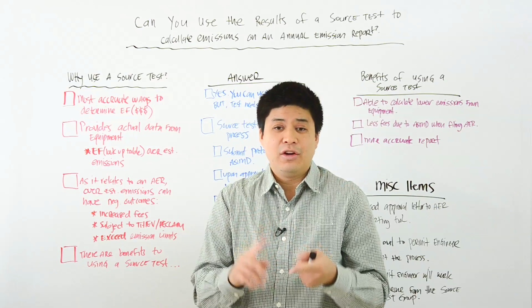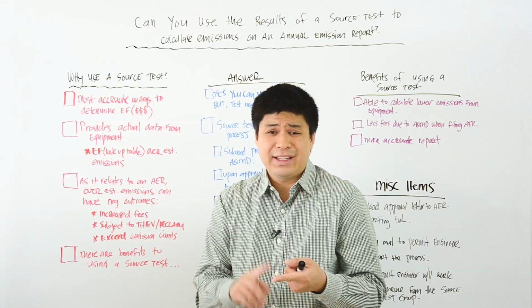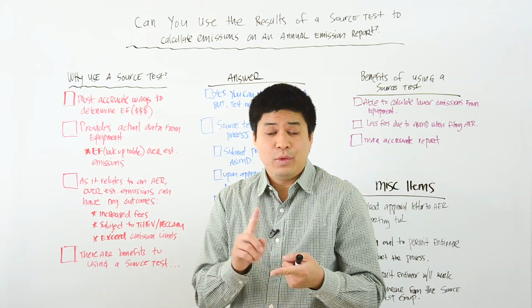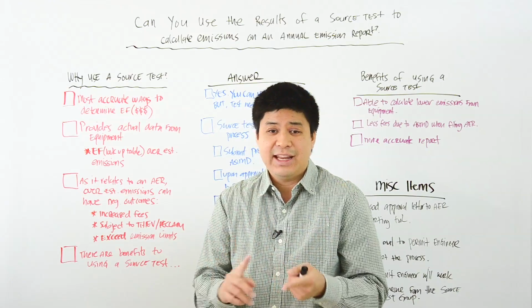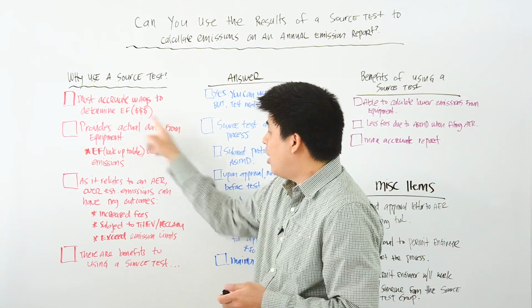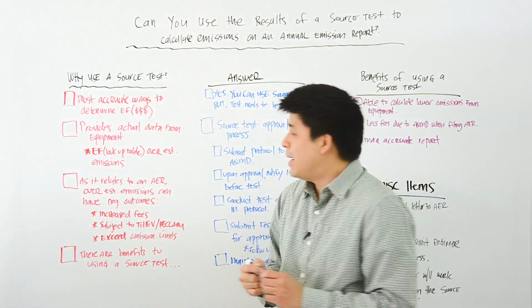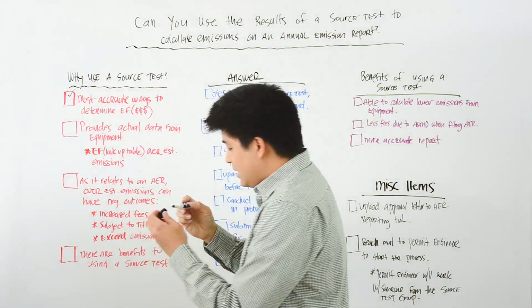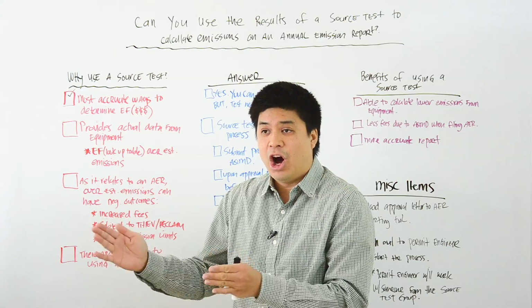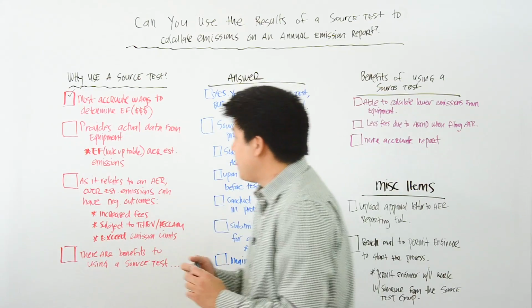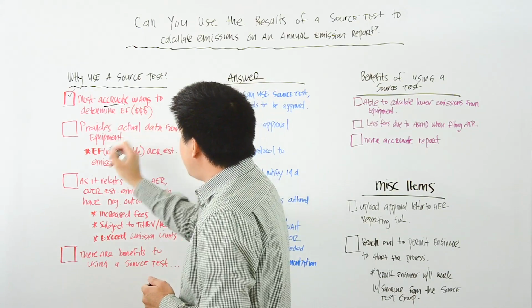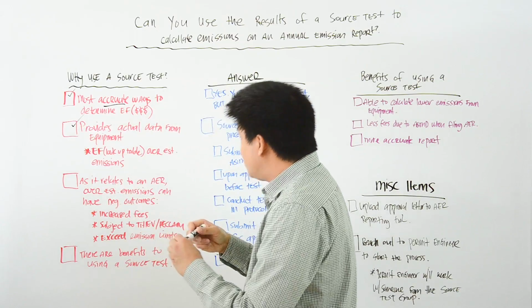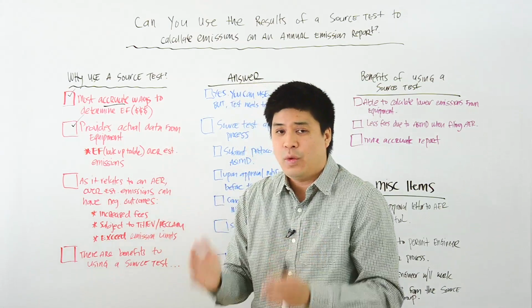And from that video, we said that doing a direct measurement, while it will give you the most accurate results, will end up costing you quite a bit of money. But you want to use a source test because it's one of the most accurate ways to determine an emission factor when calculating emissions from a piece of equipment on your annual emission report. The reason it's the most accurate is because it provides actual data from the equipment in question.